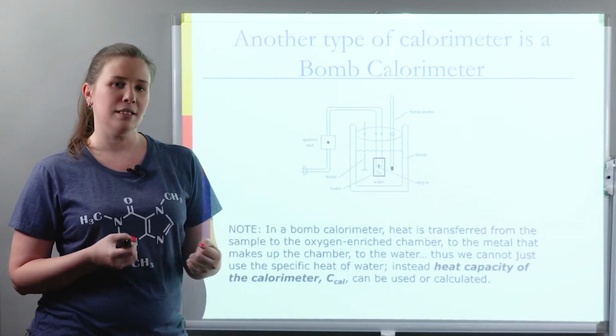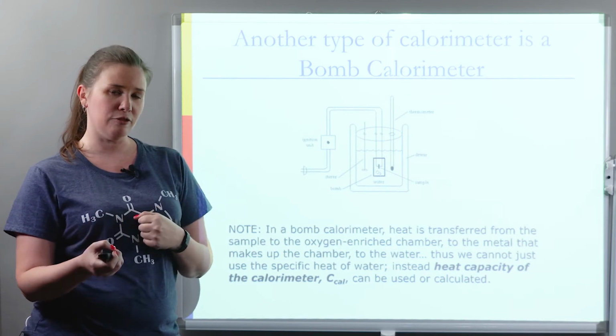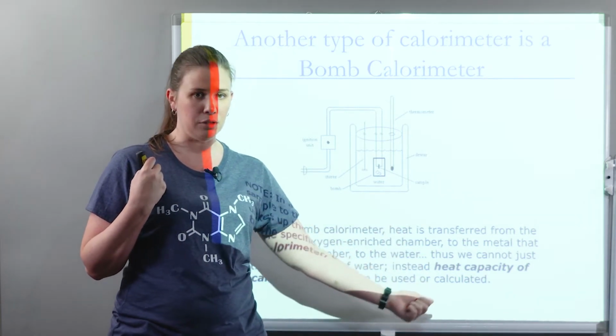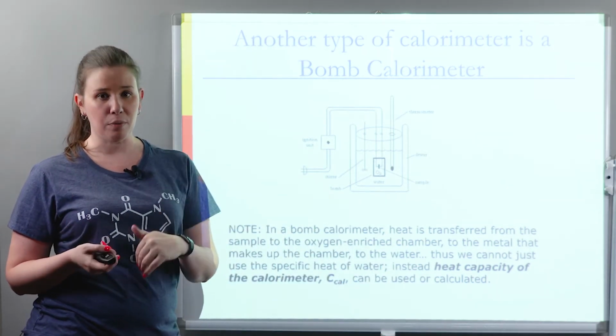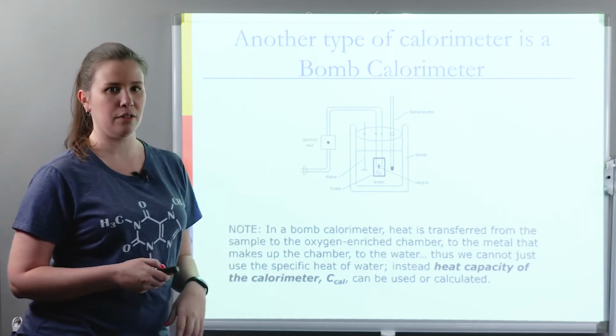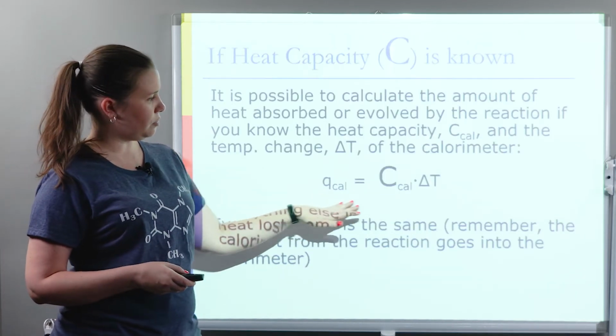So that's going to kind of take the place of the MC in the formula. You're going to be able to use the heat capacity of the entire calorimeter instead of the separate masses and specific heats of the water and everything else involved here. So the formula looks something like this.